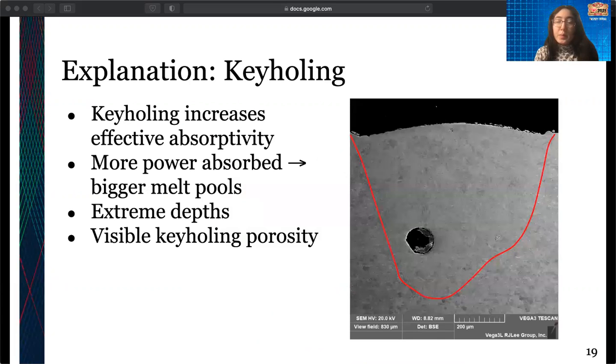The reason why we would see this discrepancy between simulation and experiments is this keyholing phenomenon we discussed. Because keyholing increases our effective absorptivity, more power absorbed means bigger melt pools than we expected. And we can see evidence of keyholing in the extreme depths of some of the melt pools. On the right, you can see an example of that. You can also see visible keyholing porosity there.